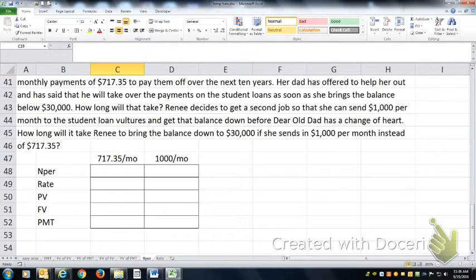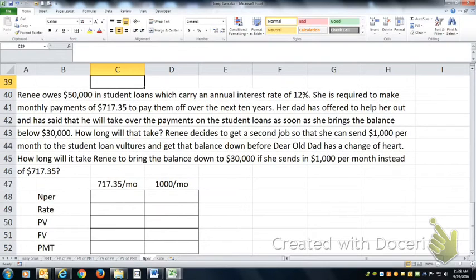All right, Renee owes $50,000 in student loans. They carry an annual interest rate of 12%. She's required to make monthly payments of $717.35 to pay them off over 10 years. It was 10 years, 12 payments a year, and the interest rate is 12% a year divided by 12. That's 1% per month. She owes $50,000, so she's got $50,000 of their money today, and it's going to pay it off. Okay, so that's her current structure.